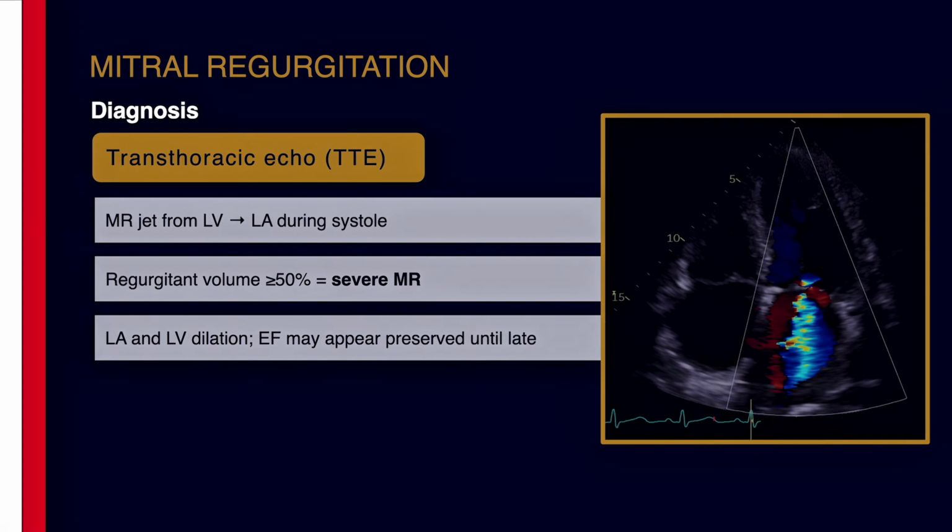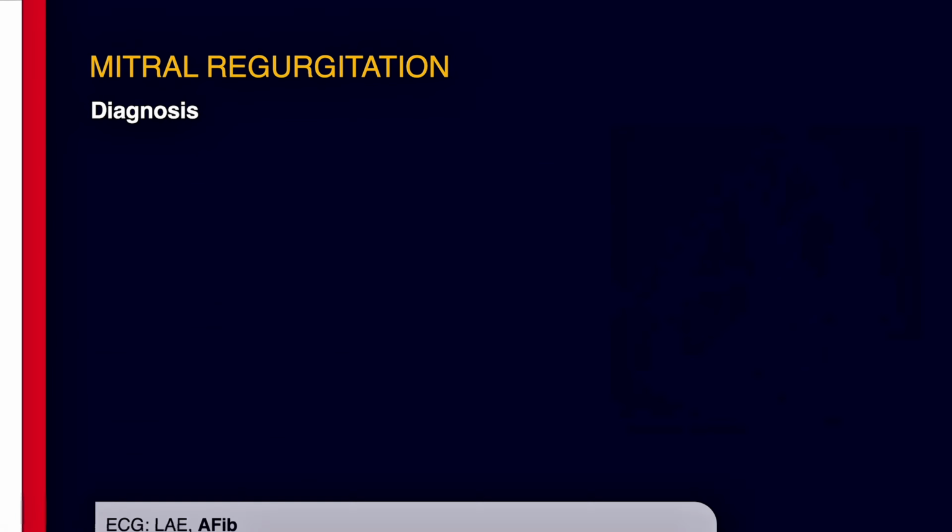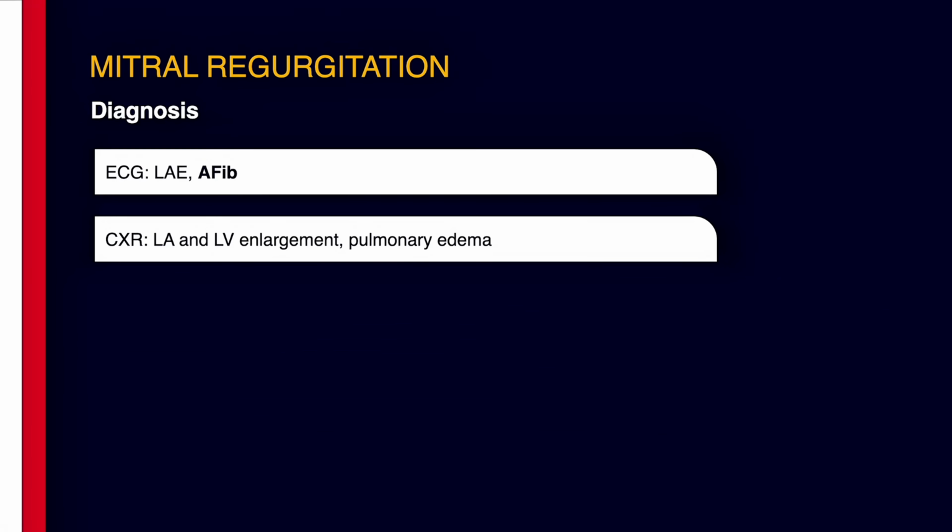starts to fail. On ECG, you may see signs of left atrial enlargement, like a wide notched P wave in lead 2, D2, or a biphasic P wave in V1.